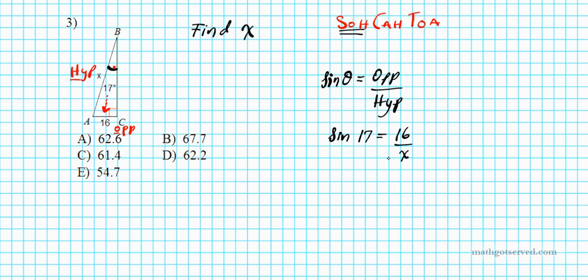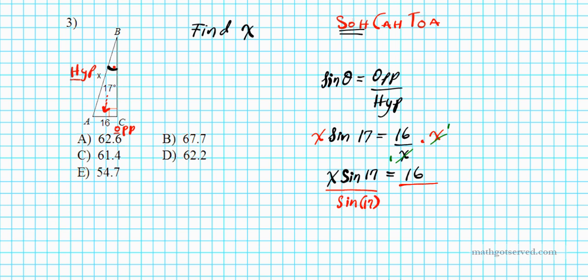To get x isolated, we have to first address the fact that it's in the denominator. So we can multiply both sides by x. So we have x sine 17 equals 16. The x on the right side divides out. Now to finally get x isolated, we divide by sine 17.